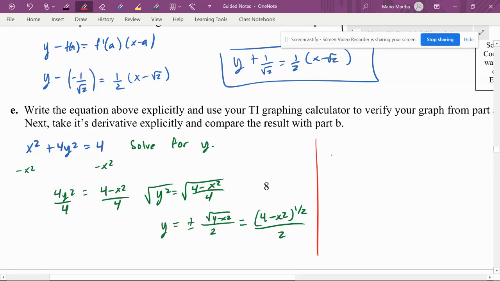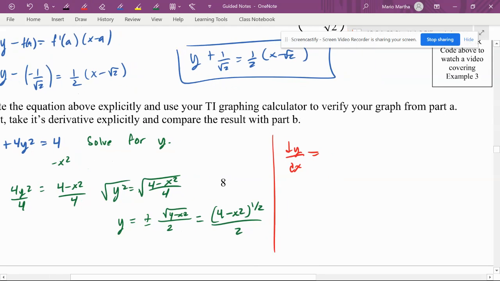So now let's take the derivative. So dy/dx equals 1/2 times the derivative of the outside, which is the root. So that will be negative, actually 1/2 again, right? Times (4 minus x squared) raised to the negative 1/2 now. And then that times the derivative of the inside, which is negative 2x.